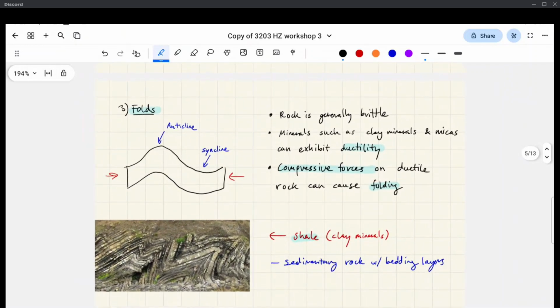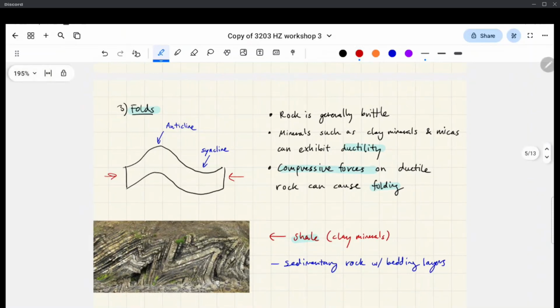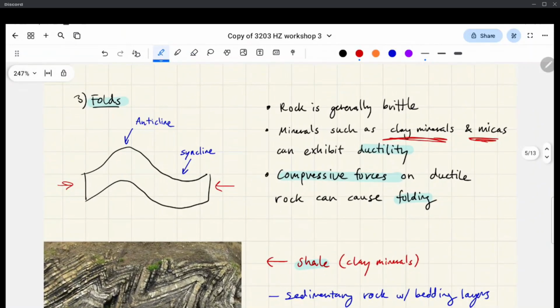The next one is folds. So this one's due to compressive forces, right? So essentially you have this buckling effect again, except you'll see this in rocks which exhibit a bit more ductility than your usual rock. So it could have clay minerals, micas. These minerals have a bit more ductile properties. And so instead of just cracking like this to relieve the stresses, you'll see that it forms this kind of warped shape, right? And that's essentially a fold.